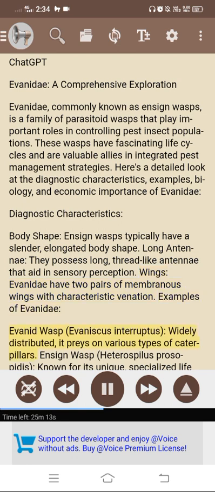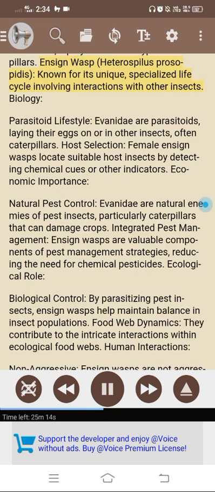Examples of Vanidae. A vanid wasp, Vaniscus interruptus, is widely distributed. It preys on various types of caterpillars. Another wasp, Heterospilus prosopidis, is known for its unique, specialized life cycle involving interactions with other insects. Biology. Parasitoid lifestyle. Vanidae are parasitoids, laying their eggs on or in other insects, often caterpillars. Host selection. Female ants and wasps locate suitable host insects by detecting chemical cues or other indicators.